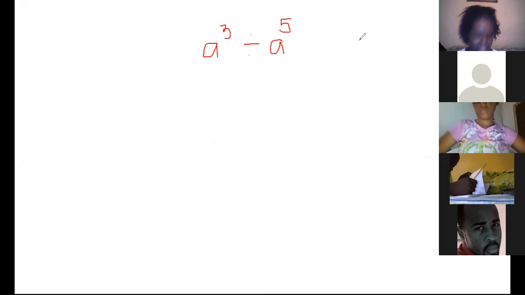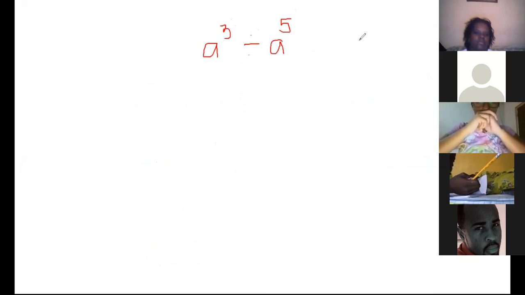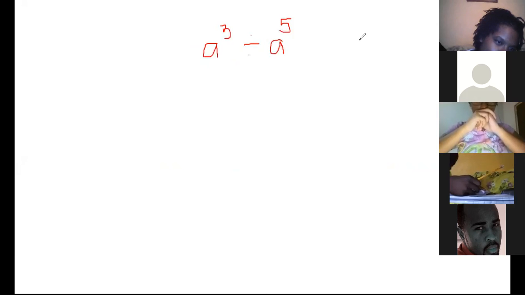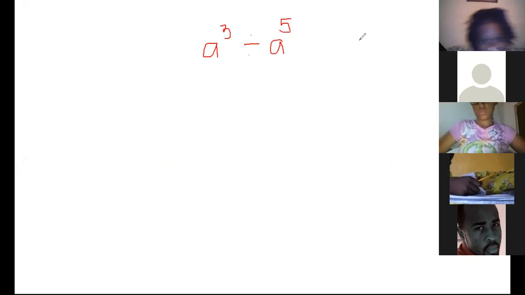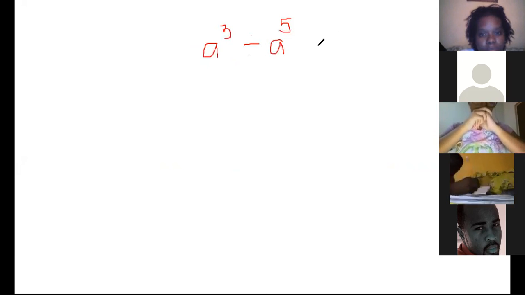What is my answer? If I have A to the third power divided by A to the fifth power, A to what is my answer? A to negative 2. Are we all agreeing? You see how we get that?